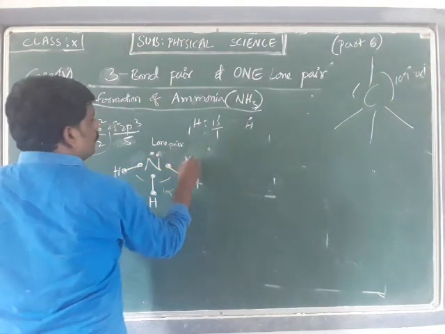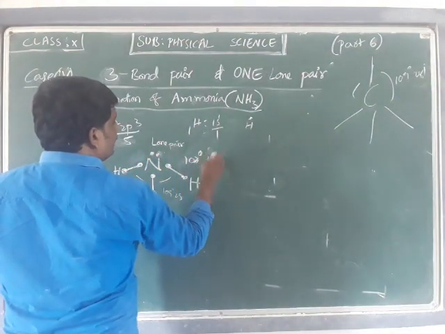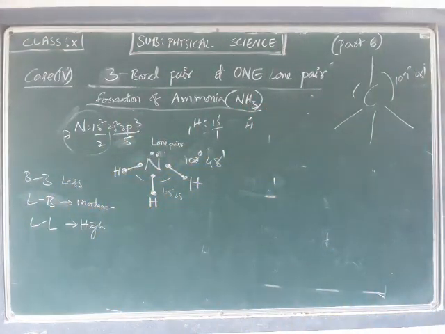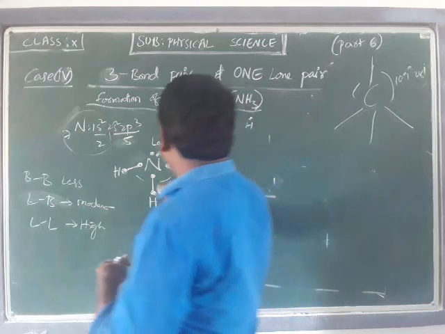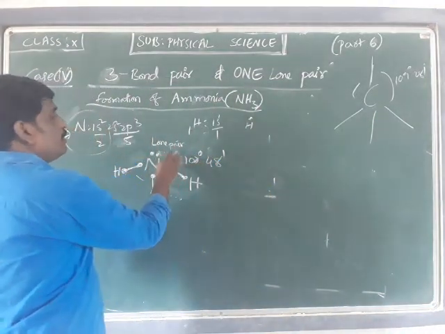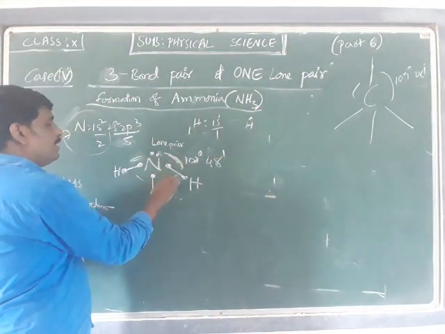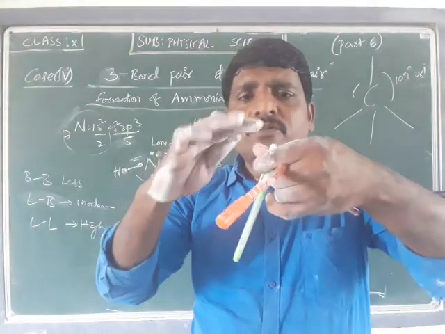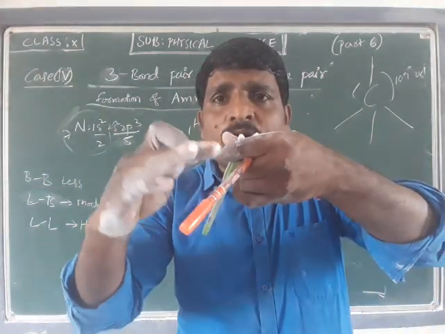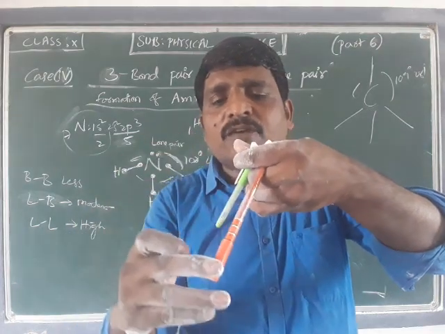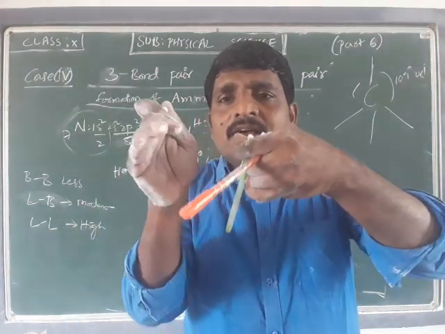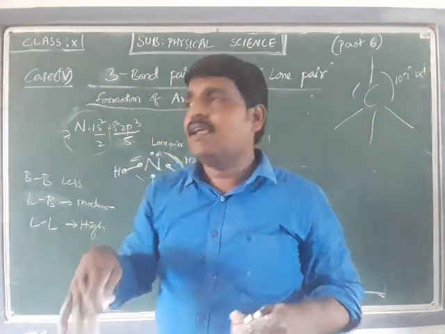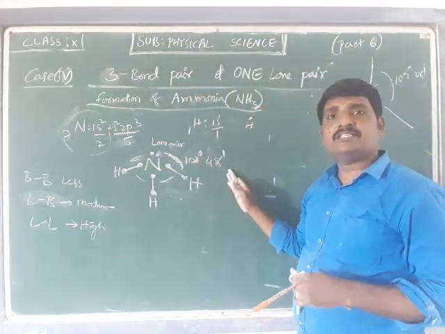Instead of here 107 degrees 48 minutes, there it was 107 degrees 28 minutes. Here, instead of 109 degrees 28 minutes, it is attaining 107 due to the more repulsion between lone pair and lone pair. Expected is 109 degrees 28 minutes, but due to the repulsion of lone pair and bond pair being more, instead of being like this, it will come somewhat closer. As the bond pair is coming close, the bond angle is going to decrease and it is going to attain 107 degrees 28 minutes.